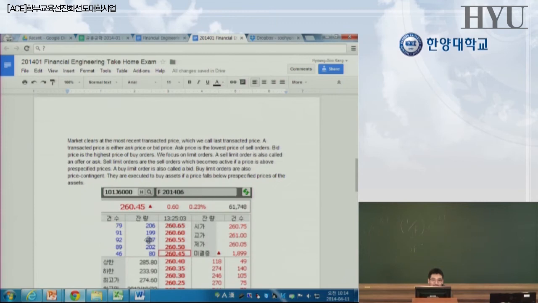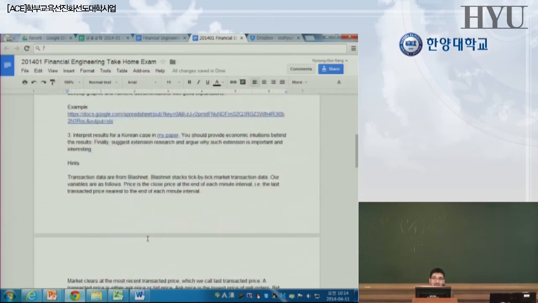Anyway, this is the newly added question for the midterm exam. Okay? So, interpret the result for the Korean case in my result and this table. You should provide economic intuition behind the result. Finally, suggest an extension research and argue why such an extension is important.